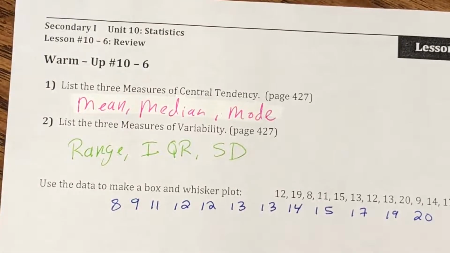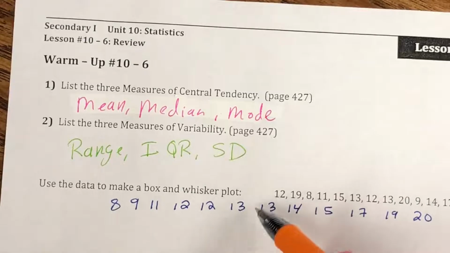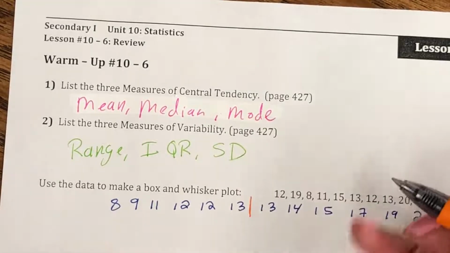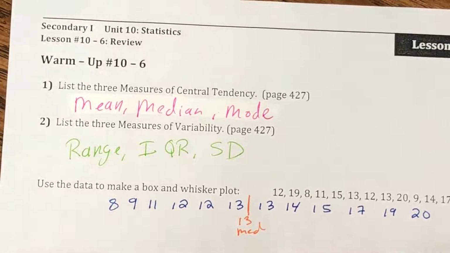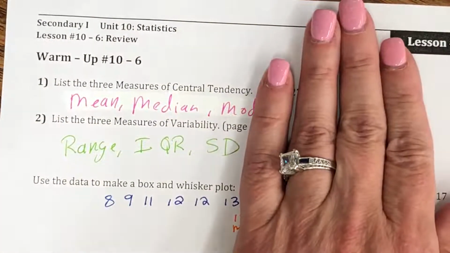Okay, after we've ordered them from least to greatest, we want to find the median, the middle of the data. And that's going to be right here between 13 and 13. And the middle of 13 and 13 is 13. This is our median.